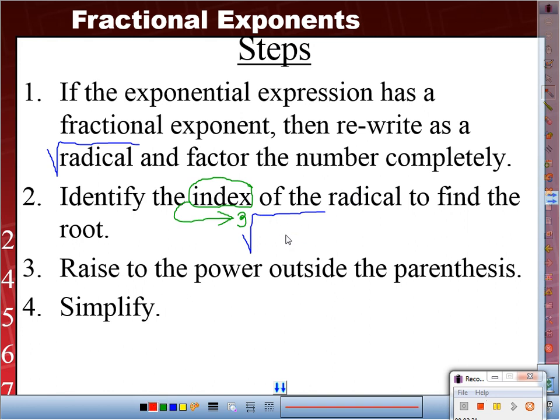Also, if I write a number inside of the radical, such as 27, this is known as the radicand. So there are 3 terms that we need to understand. The number that's outside is called the index. The symbol here is called the radical, and the number inside is called the radicand. Are we there so far? Okay.